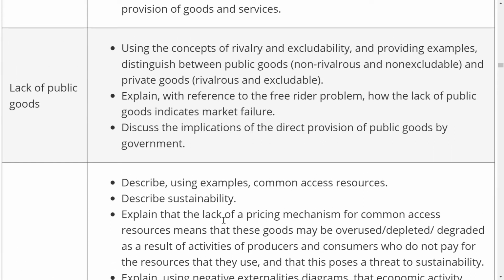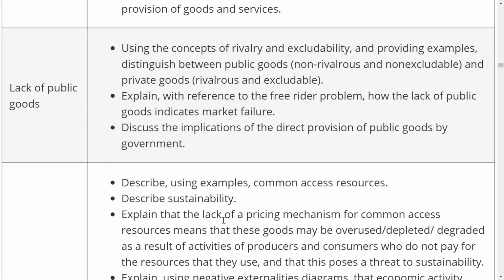The lack of public goods. Okay, once again, public goods have two primary characteristics. They are non-rivalrous and they're non-excludable. These are quite weird characteristics for a good to have. And of course, you have to be able to talk about and know the difference between a public good and a quasi-public good.